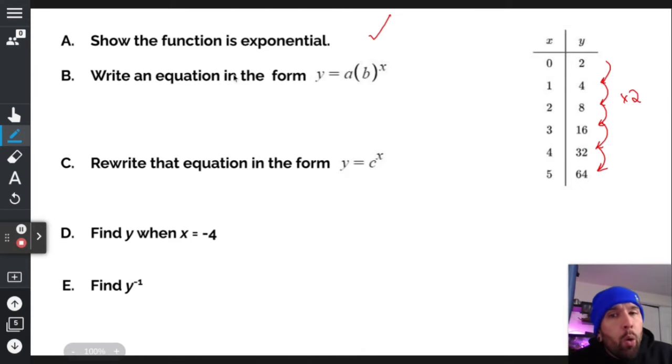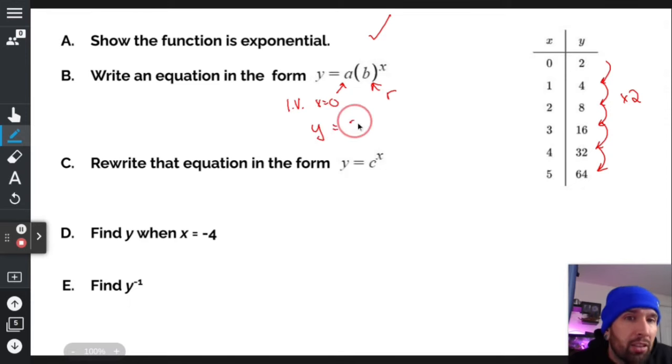Cha-ching! So to write an equation in the form y equals a times b to the x without the use of a calculator, I have to realize two things. A is my initial value, and an initial value is when x equals 0. B is going to be my common ratio, my multiplier. When x is 0, my y is 2. So A is going to be 2 in this case. My B is also going to be 2, so this is going to be 2 times 2 to the x power, so that's my equation. And if you're a little nervous, you can always try it out. If I plug in 1, I get 2 times 2, which is 4, and if I plug in 3, I get 2 to the third, which is 8, times 2, which is 16. Looks like I did it right.